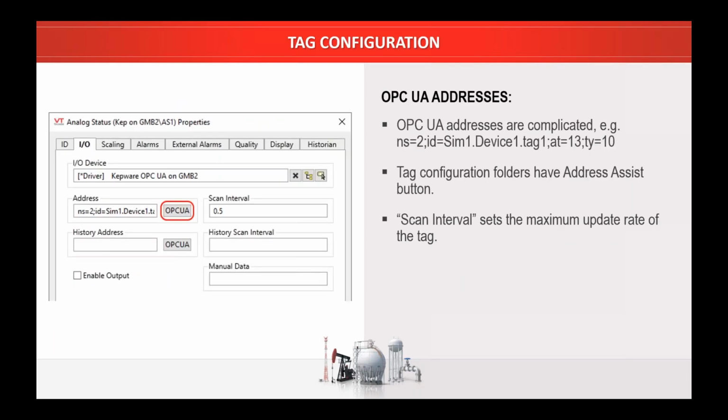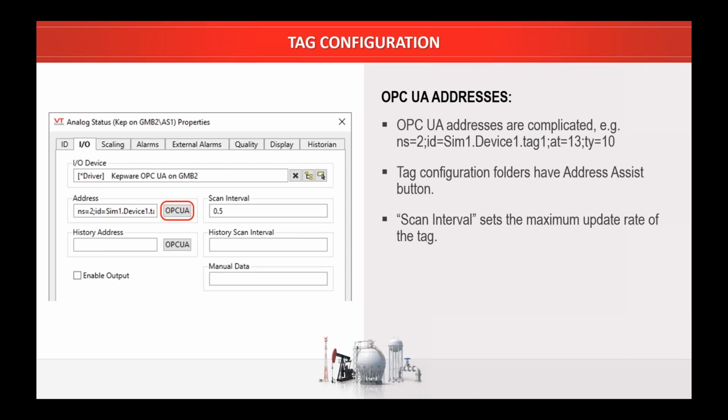So within a tag, I've used an analog status tag here. When you come to configure it up to an OPC-UA server, unfortunately OPC-UA addresses are complicated, and we really don't expect people to be typing these in. As you can see there on the right-hand pane, I've listed a relatively simple one there.